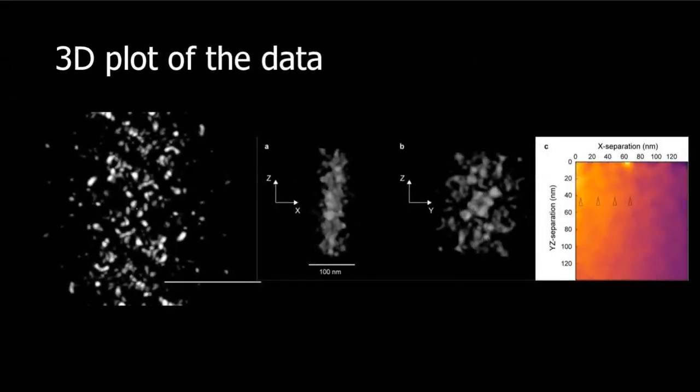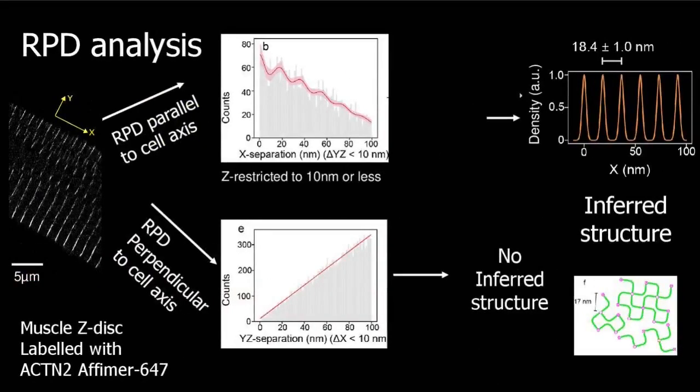So here are some 3D plots of the data. This was a movie, but because I've uploaded it, it's no longer a movie. But here is a sum projection of that. And you can see there is some sort of structure in here, and we have got some 3D information in there.